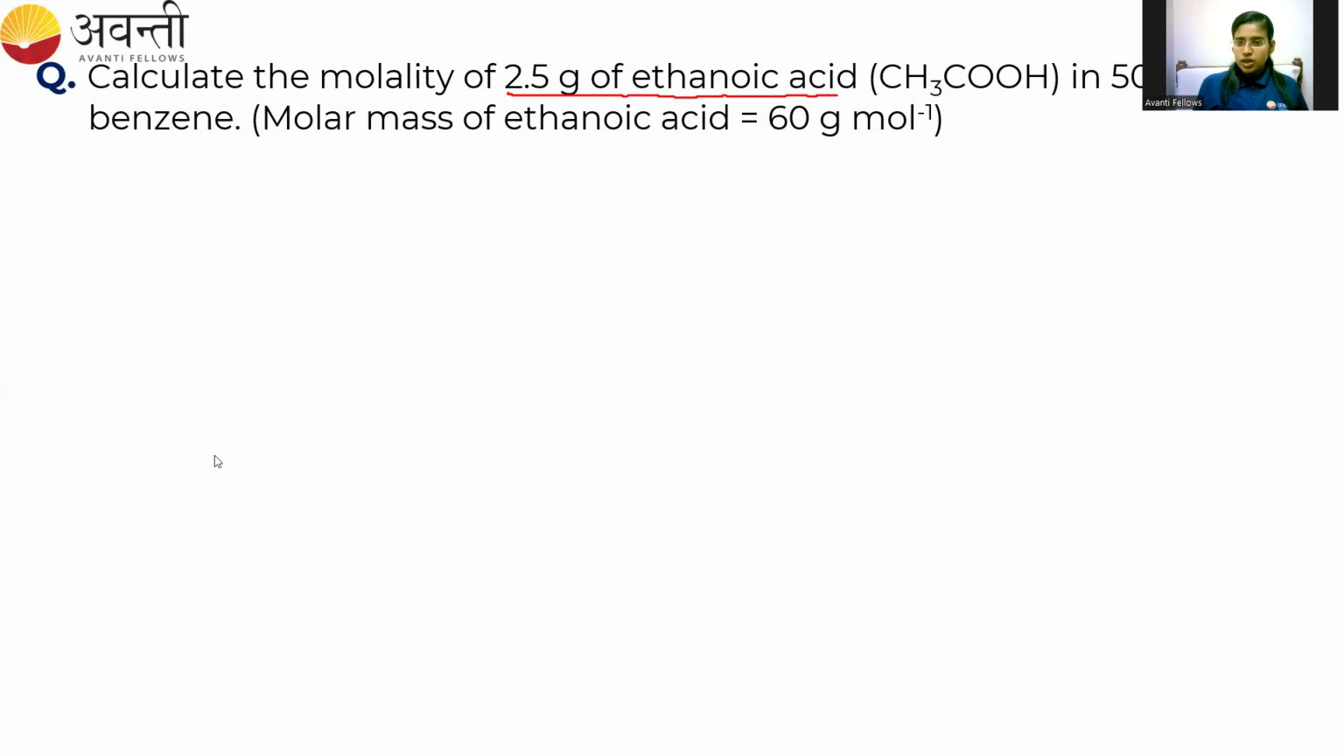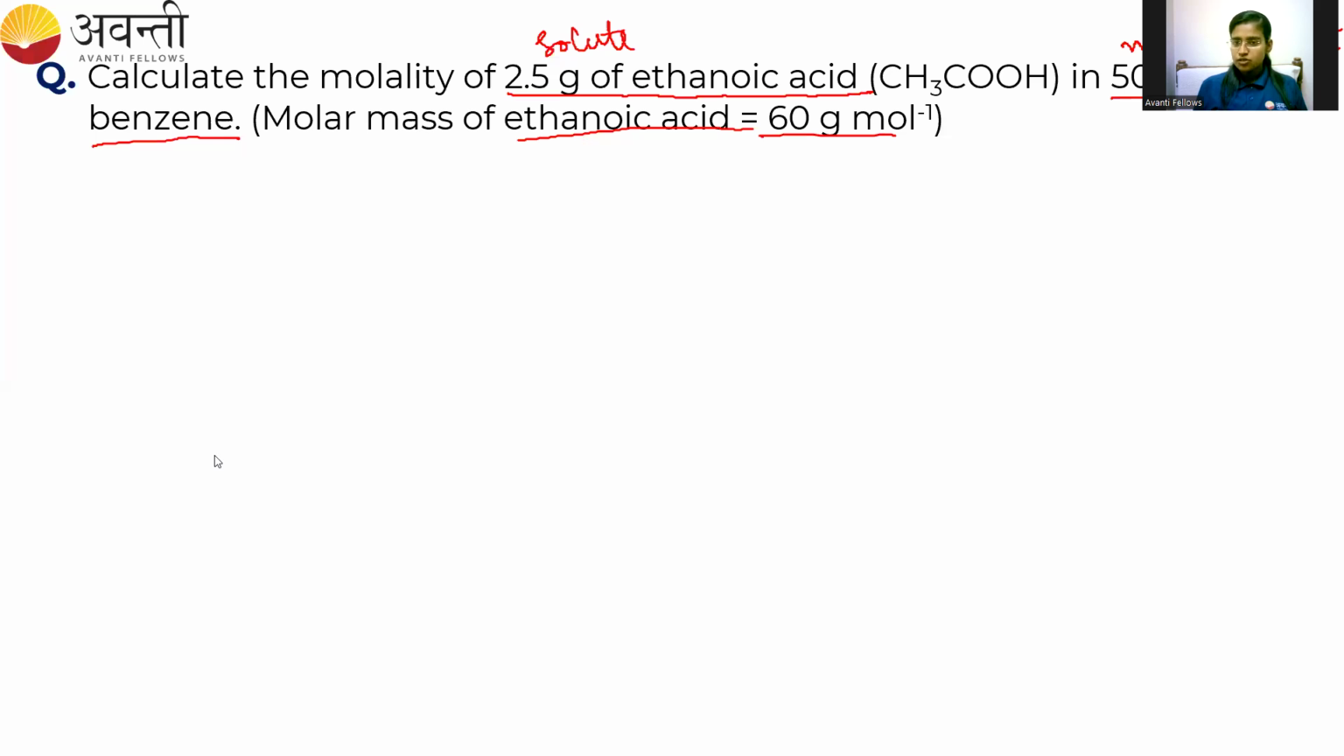So ethanoic acid is one component and benzene is another component. Benzene is a liquid. It is a solvent. So what is this 50 gram? This is the mass of solvent. Like water, benzene is a solvent, and ethanoic acid is the solute here. So the molar mass of the solute is given to us, and the mass of the solute is also given to us.